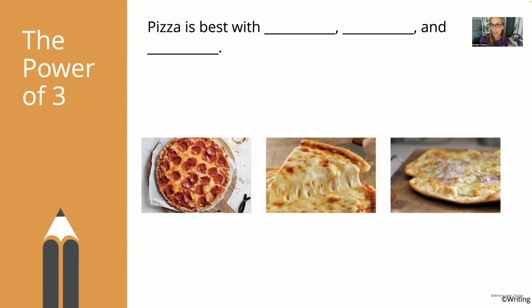Pizza is best with blank, blank, and blank. Now we're moving into adjective and noun phrases. And so this will be the next level up. So notice we did nouns, then we did adjectives, and now we're combining those into adjective noun phrases with this sentence structure. And we love to give picture prompts just because it helps us all visualize what it is that we're studying and working on.